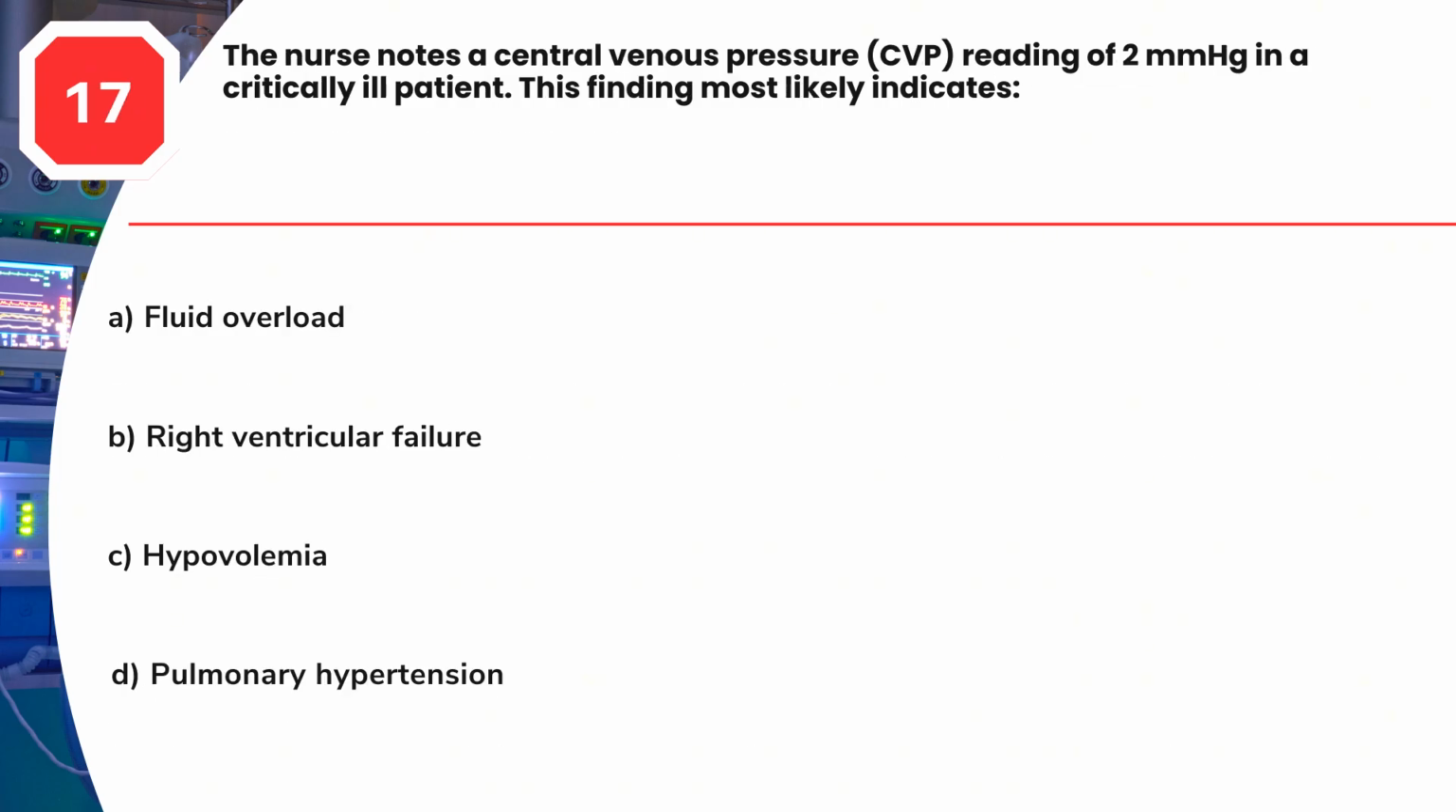Question 17. The nurse notes a central venous pressure, CVP, reading of 2 mmHg in a critically ill patient. This finding most likely indicates A. Fluid overload. B. Right ventricular failure. C. Hypovolemia. D. Pulmonary hypertension.